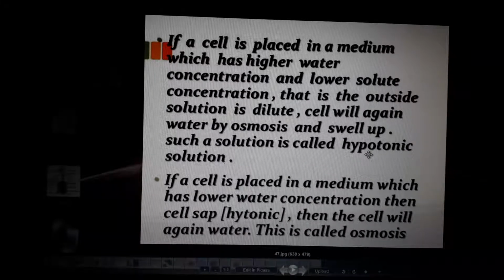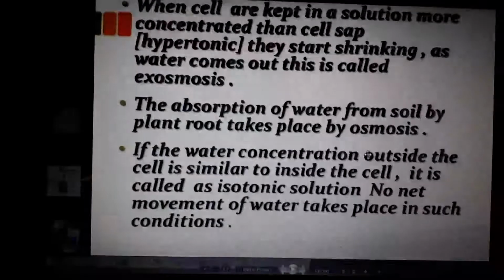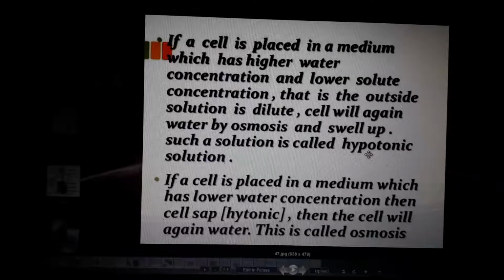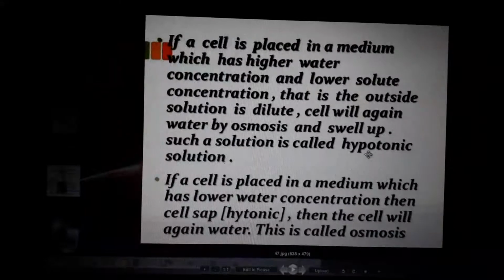But in the same case, if the concentration of water is less outside, and the concentration of water is very high inside the cell, in such a case the cell will give out water. At the same time, the cell will start shrinking. Such a solution is called hypertonic. Here hypotonic, here hypertonic. Hypertonic means the cell has more concentration. Hypotonic means the outside medium has more concentration.